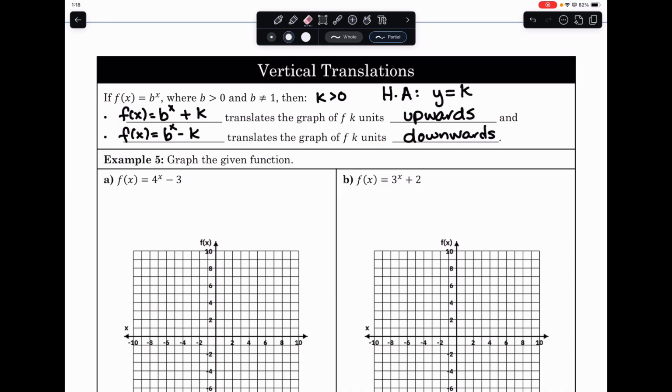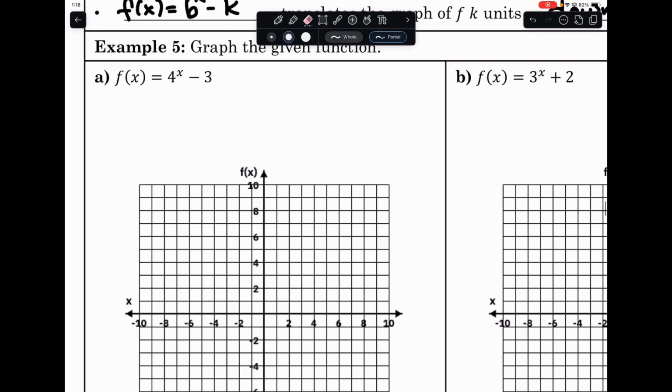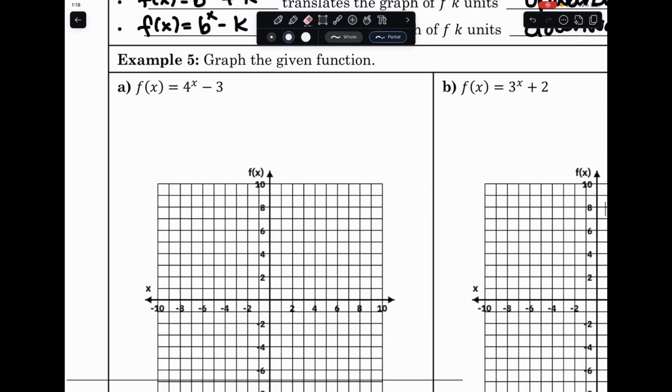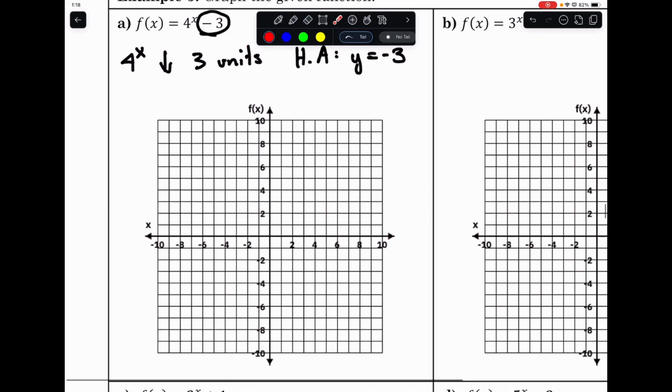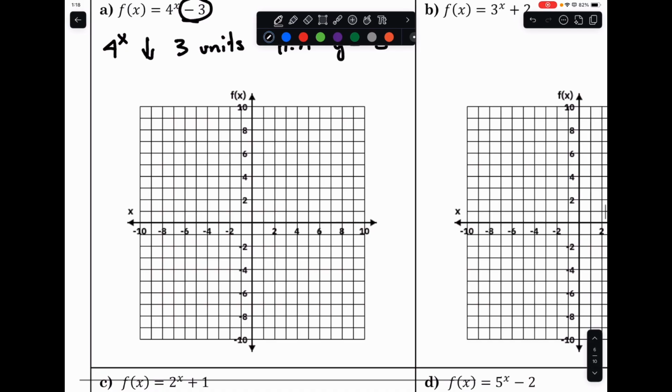So for example, let's look at example 5a here. Here, I want to draw the graph of this function. So the -3 is going to shift this entire graph of 4^x down 3 units. So that means that the horizontal asymptote is going to be at y equals -3. Since it's normally right here at 0, this is going to move it down 3 units. So that would be here. So this is the location of our horizontal asymptote, that line right there.